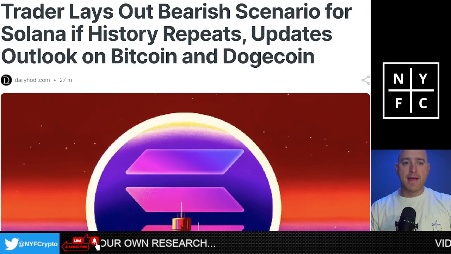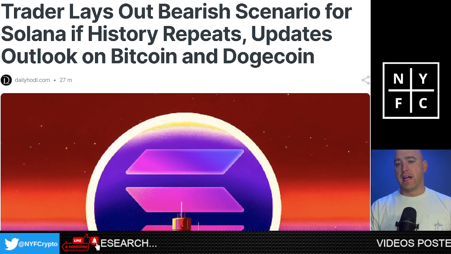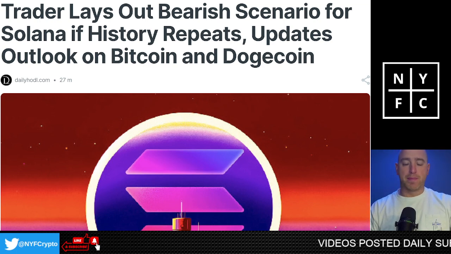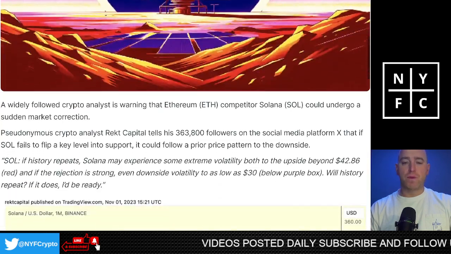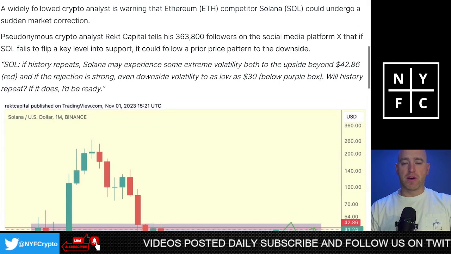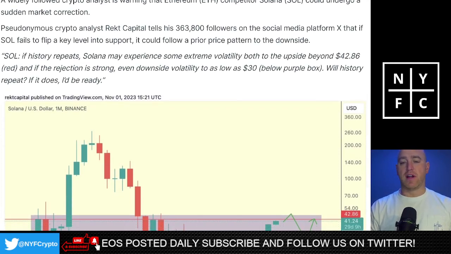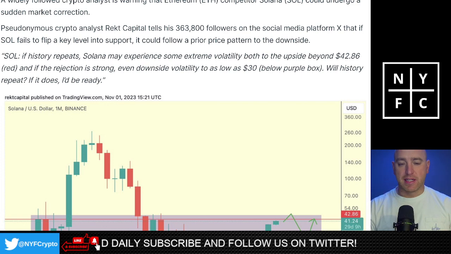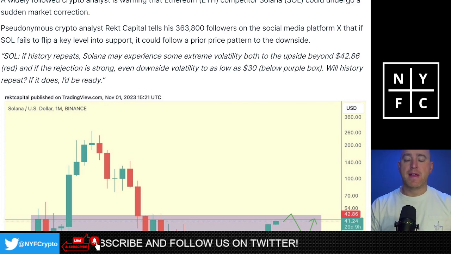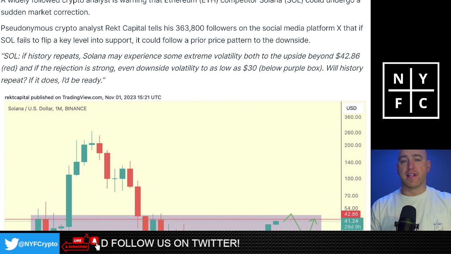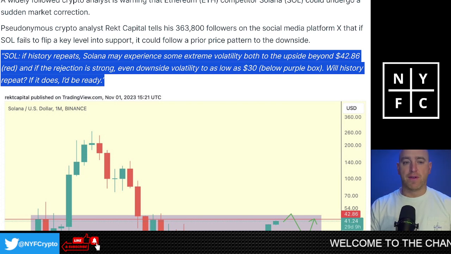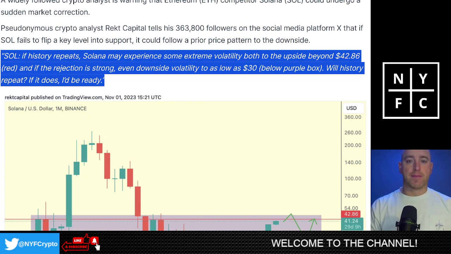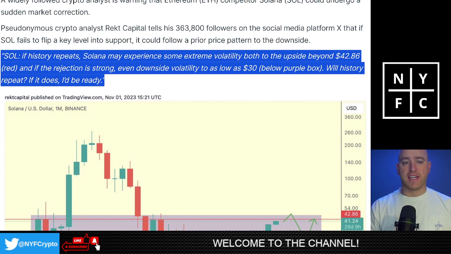But this is what we're seeing as a trader, is laying out a bearish scenario if history repeats itself and how Solana could find itself in some trouble. All right, so what we've seen is a potential for a market correction, right? We've seen how high Solana has gotten to, a rise up, basically brushing some huge numbers, okay? And that's where we can experience some volatility within Solana, right? That's where there's upside beyond the $42.86, because if history repeats itself, we could have that volatility and some upside beyond $42.86.